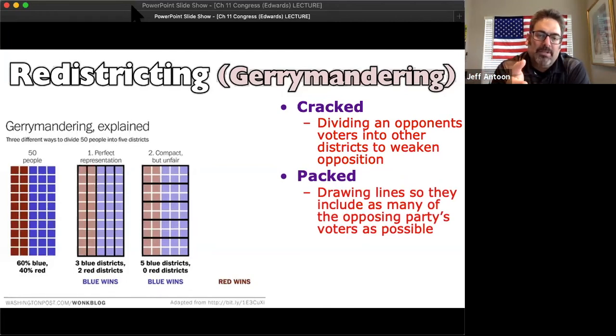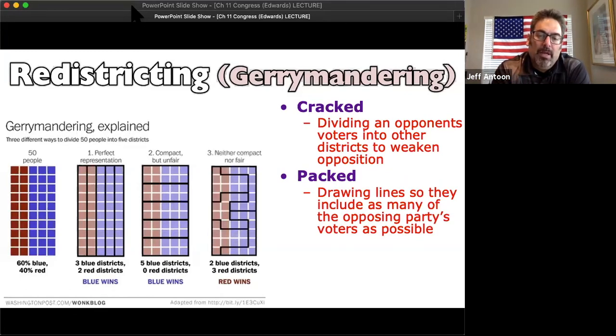It's compact, but it's unfair. And then packing is where you're putting them all into one, like they're doing here, where the red would win 3 districts. So they're putting all the blue into 1 or 2, and then dividing up the rest so it makes the red win and have the majority in those. Again, this is how it usually goes because there is political power, and this is how you play the game.